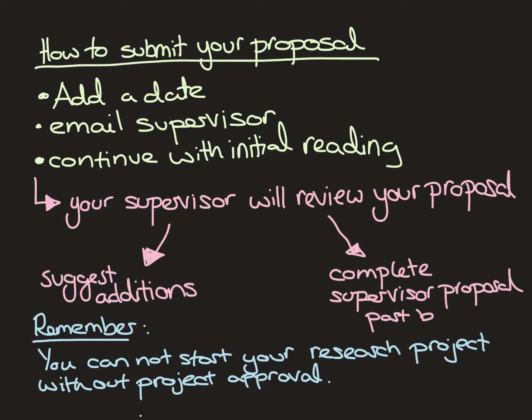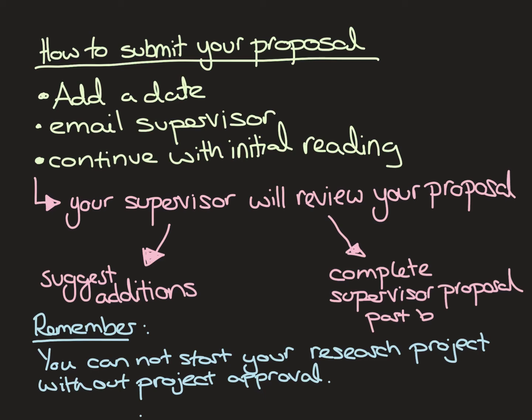So in terms of how to submit your proposal, you need to add a date at the bottom of Part A project proposal. You need to send an email to your supervisor to tell them that it's ready for them to have a look at. And then you can continue with your initial reading and making your project plan and getting that ready, because you will need your project plan for your planning review meeting once you have received project approval.